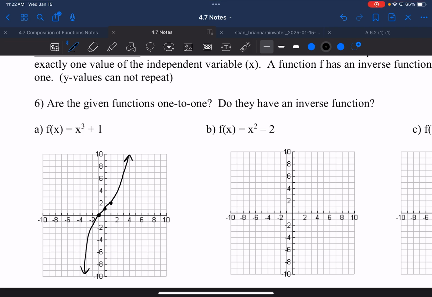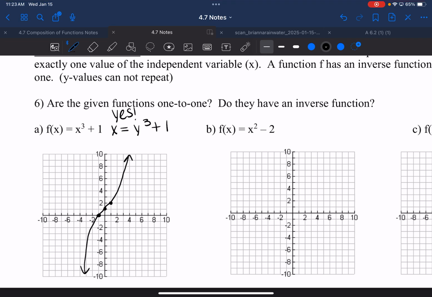So remember, we check vertical and horizontal line tests. What do you guys think? Is it going to pass? Yeah, it's going to pass both. Okay, so we are saying, yes, we do think that it can have an inverse. So I'm going to figure out what the inverse function would be. How do I find the inverse? Switch x and y. So I'm going to have x is equal to y cubed plus 1.